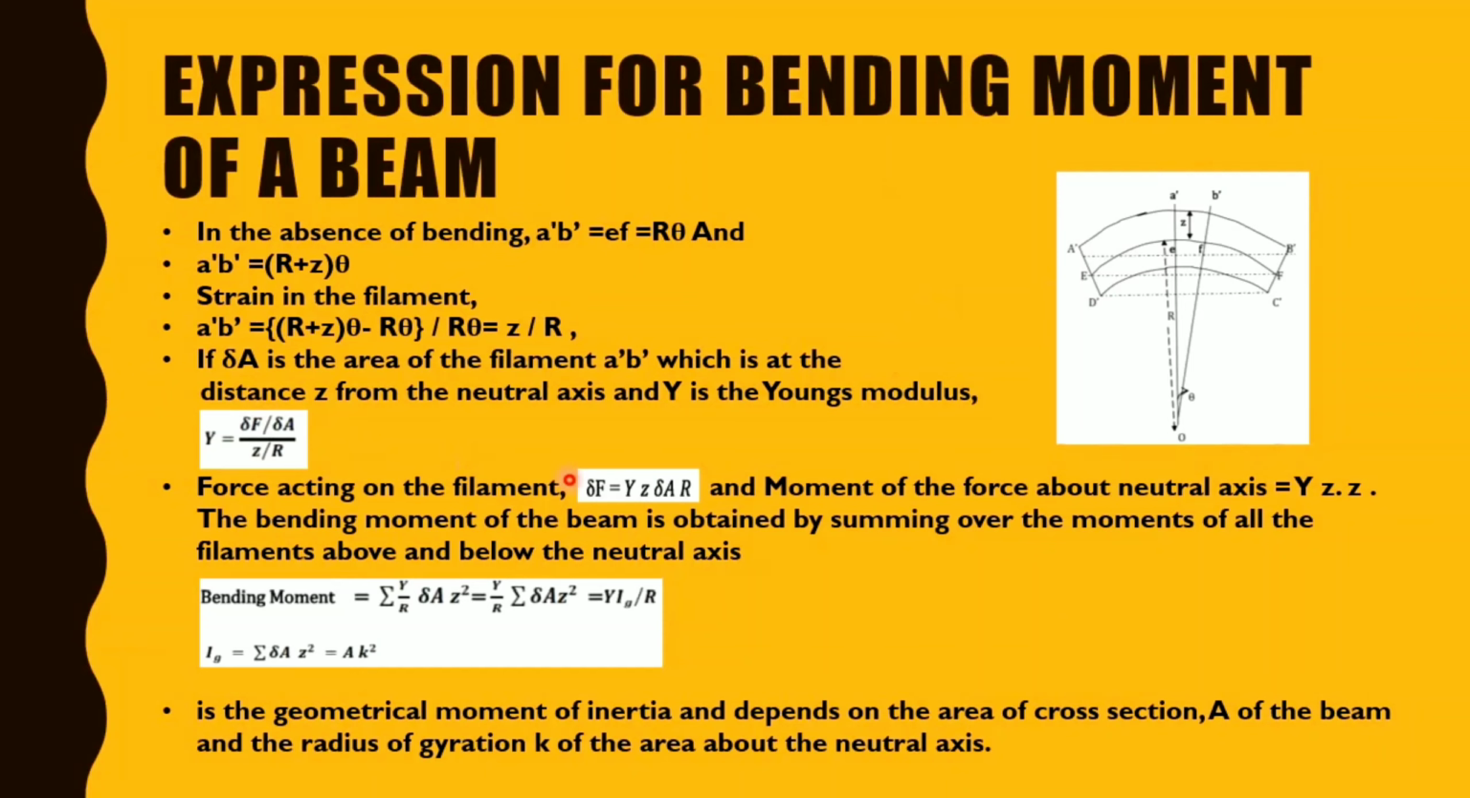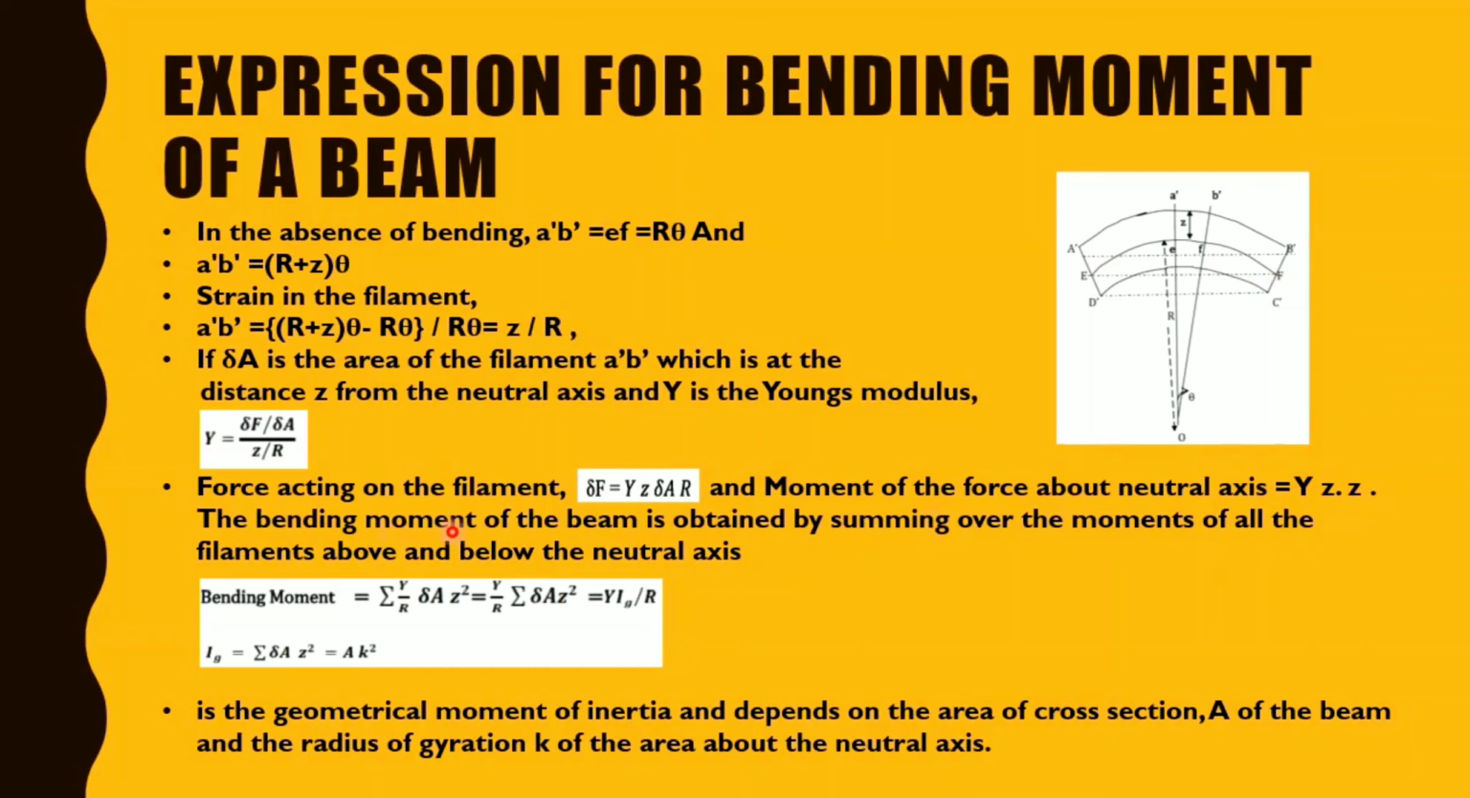So the force acting on the filament will be what? See, delta F by delta A into Z, and this R will go up. So Y, Z and delta A will be this, and R will be divided. Okay, so there will be a divide sign here. The divide sign got missed. Sorry for that. There will be a divide sign here. And the moment of force about this neutral axis will be equal to Y Z delta A times Z, divided by R.